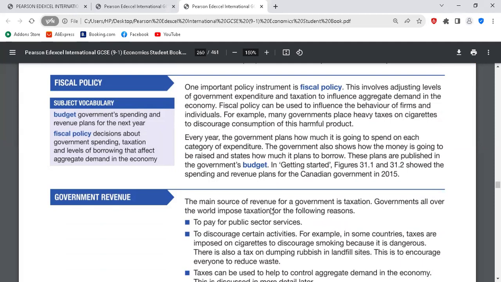So fiscal policy, are you there? Fiscal policy can be used to influence the behavior of firms and individuals. For example, many governments place heavy taxes on cigarettes to discourage the consumption of these harmful products. It is a harmful product because it is a demerit good.